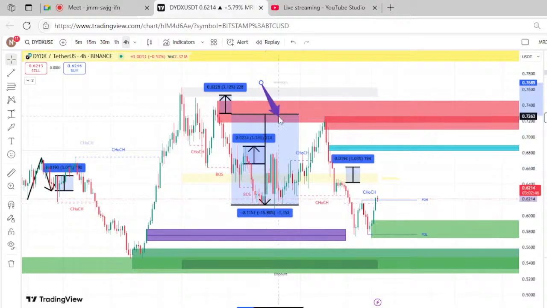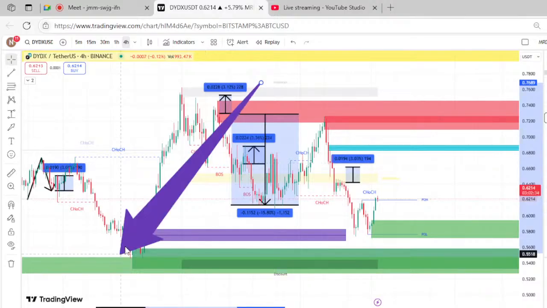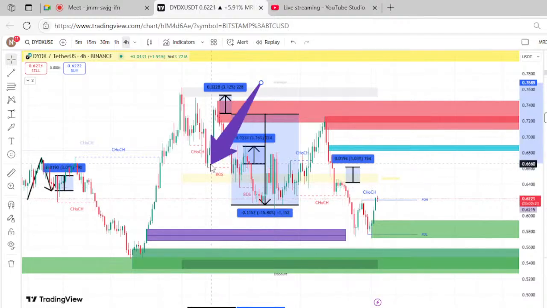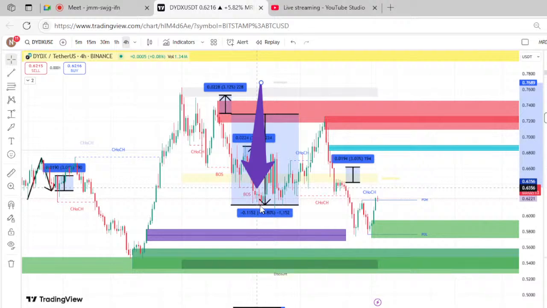Now the change of character here was warning us that anytime this market can change from an uptrend into a downtrend. That's why we are seeing here BOS. We call it BOS, in full a break of structure, meaning the market was trying to break the previous low, forming another new lower low. Even here, another new lower low. Even here, another new lower low.